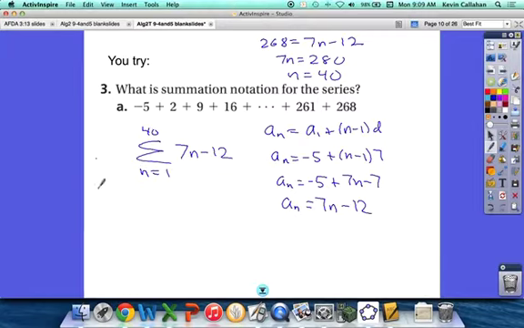Again, you can check. Plug in the bottom number, 7 times 1 minus 12, negative 5. Plug in the top number, 7 times 40, 280 minus 12, 268. So it looks like it works.